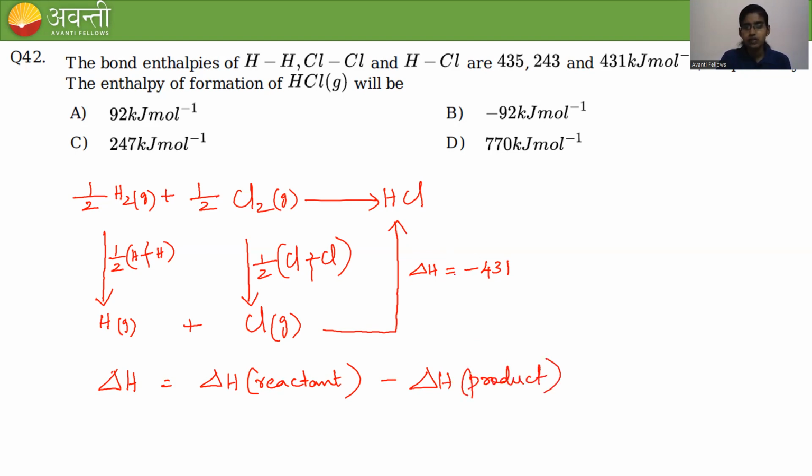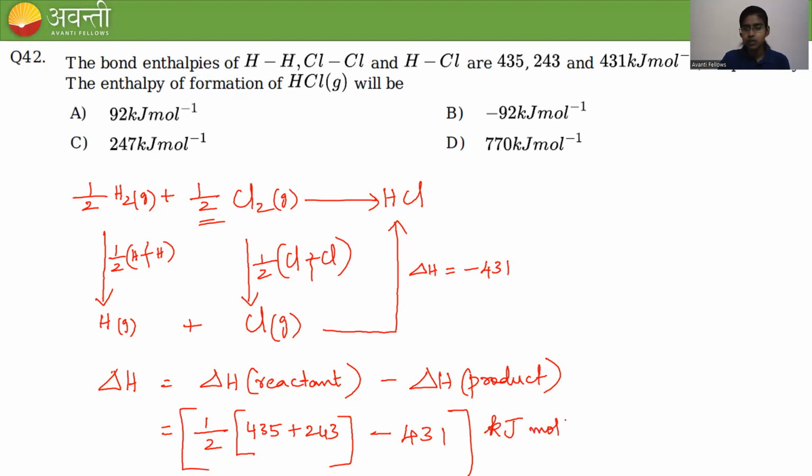So already I have taken this product in terms of negative, so you can just directly substitute that. So who are the reactants? Hydrogen and chlorine are the reactants, right? They are in half moles. So what we have to do? Just take the half out, then substitute the remaining values, that is 435 plus 243. So this is your reactant value, and minus 431 for the product, kilojoule per mole.